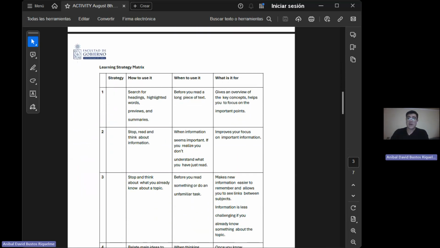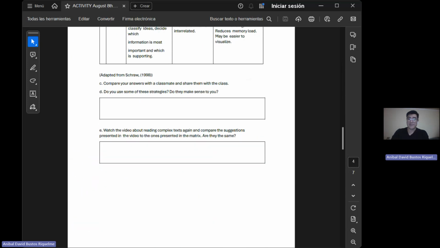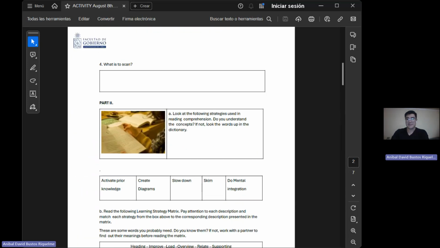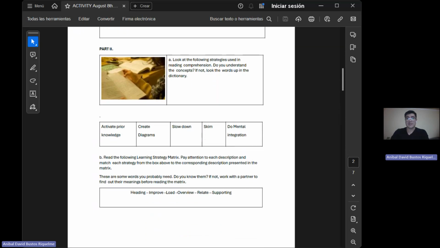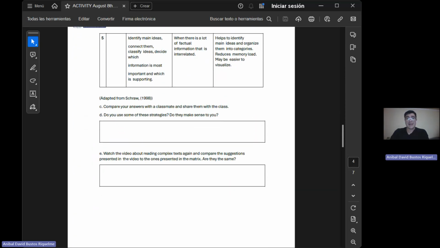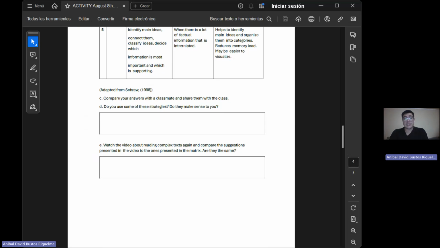We have the strategy, which is the part that you have to complete, how to use it, when to use it, and what is it for. Right? Yeah, that's the matrix. And those are the concepts that you have to complete it with. Then we have a next part, which is compare your answers with classmates and share them with the class.